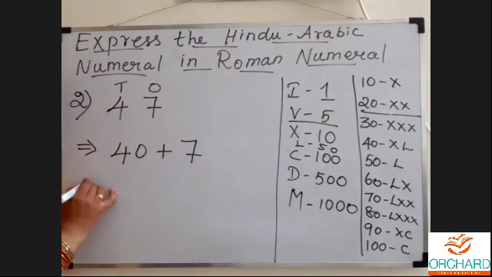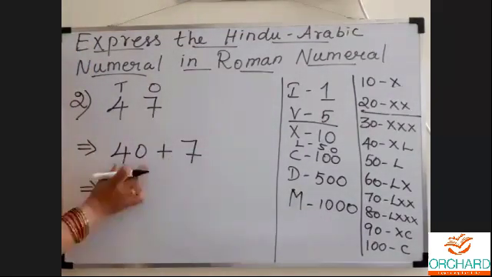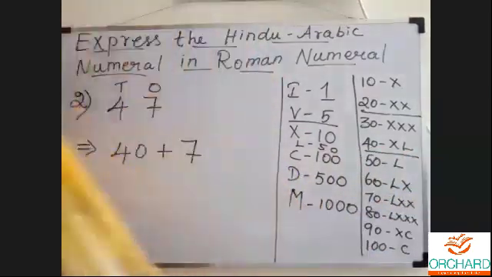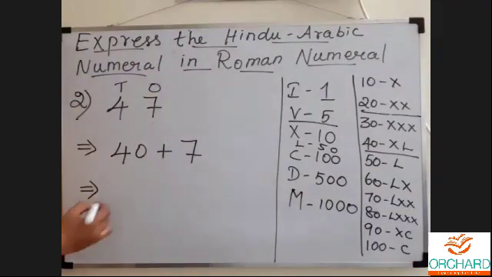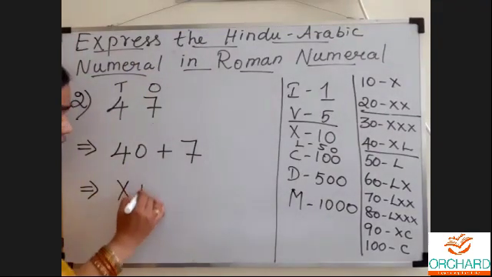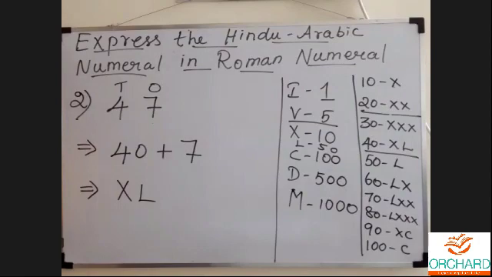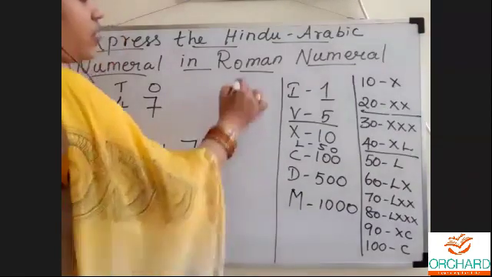Now how can we write this in Roman numeral? Just see the basic symbols. 40 can be expressed as XL. Very good. 40 can be expressed as XL. Now let's see 7. How can we express 7?